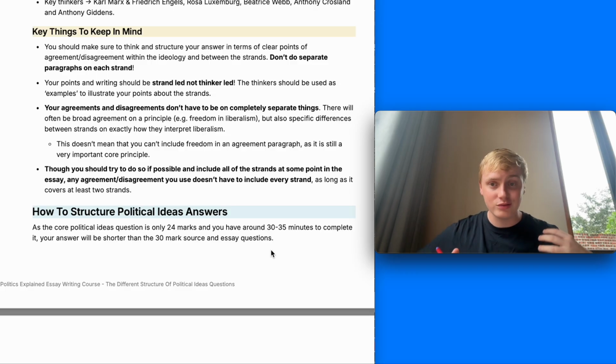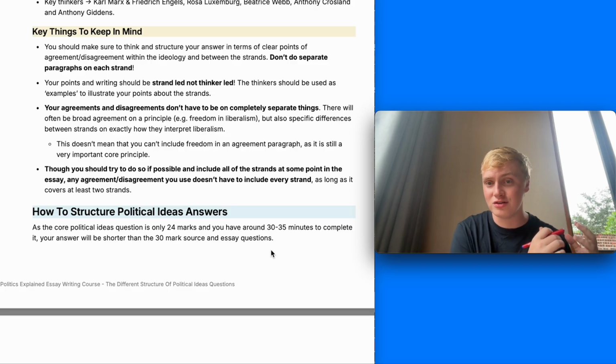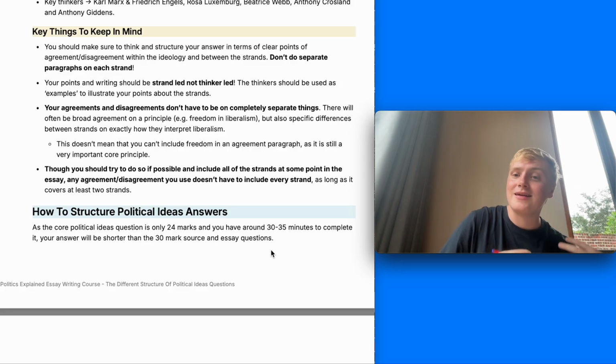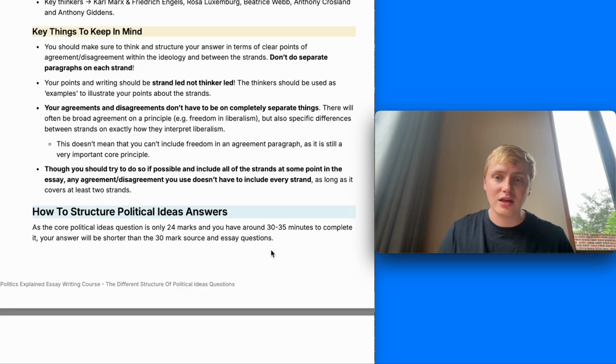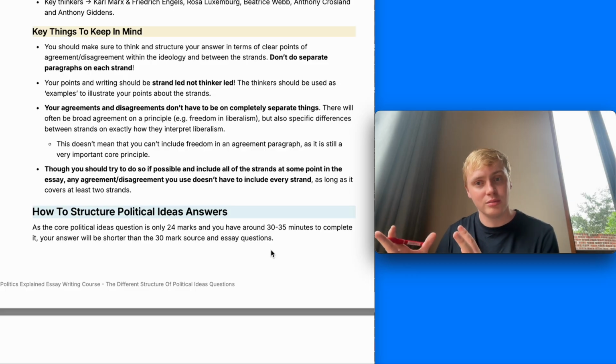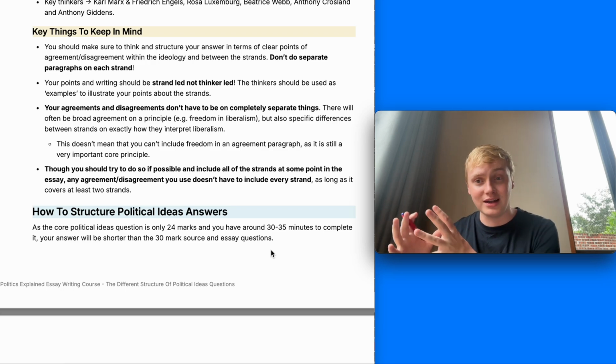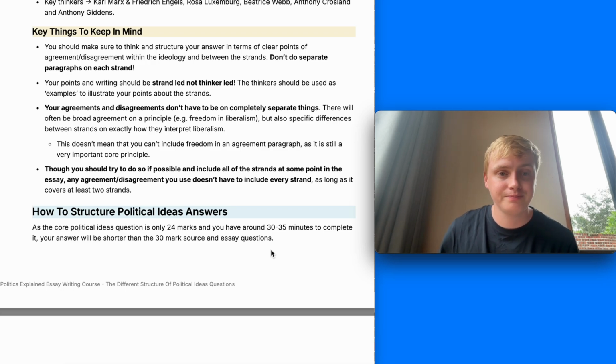And therefore, often the agreements are going to be on the same things as the disagreements. Of course, it will be the ways they agree for the agreement paragraph and the more specific ways they disagree for the disagreement paragraph. But don't think that you can only do an agreement on something where there's complete agreement on it, where there's never any kind of differences within the ideology, because you're ultimately going to have very few points if you try to do that.